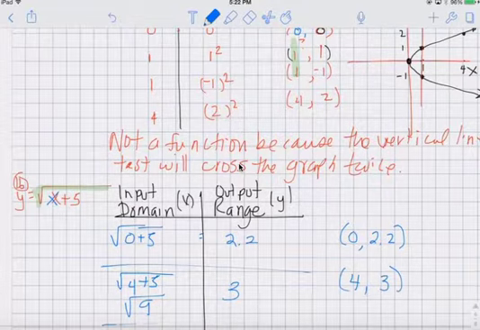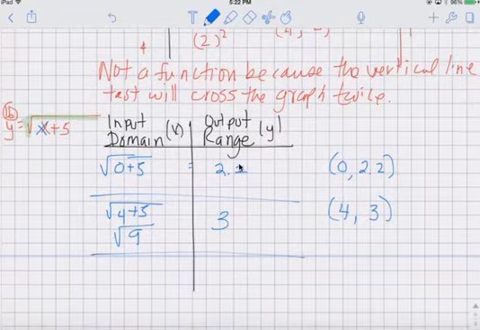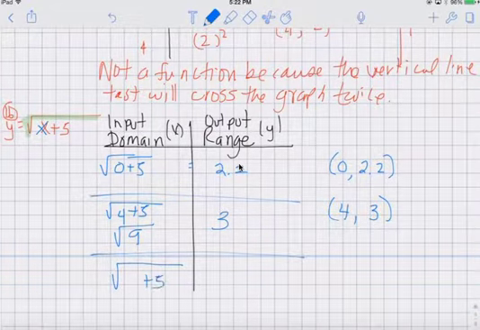What plus 5, x plus 5, makes a perfect square? 9, 20. No, that's too big. I don't have a graph big enough. 16, 11, I can do 11.